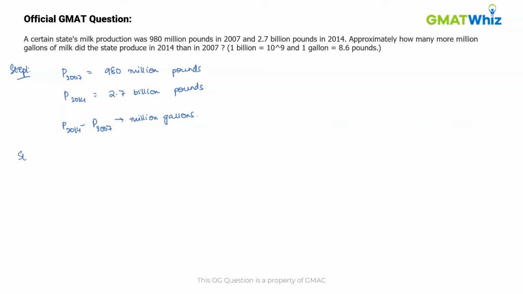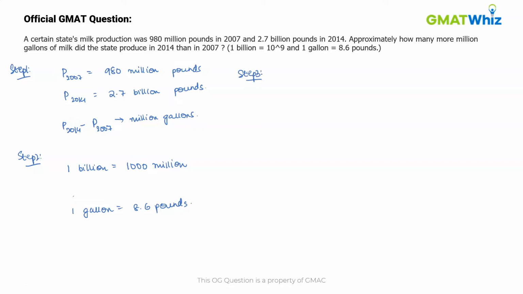Now let's move on to step 2 and understand what unit conversions we have to use. We know that 1 billion is equal to 1000 million, and 1 gallon is equal to 8.6 pounds. Now, keeping these two unit conversions in mind, we move on to step 3 and calculate.